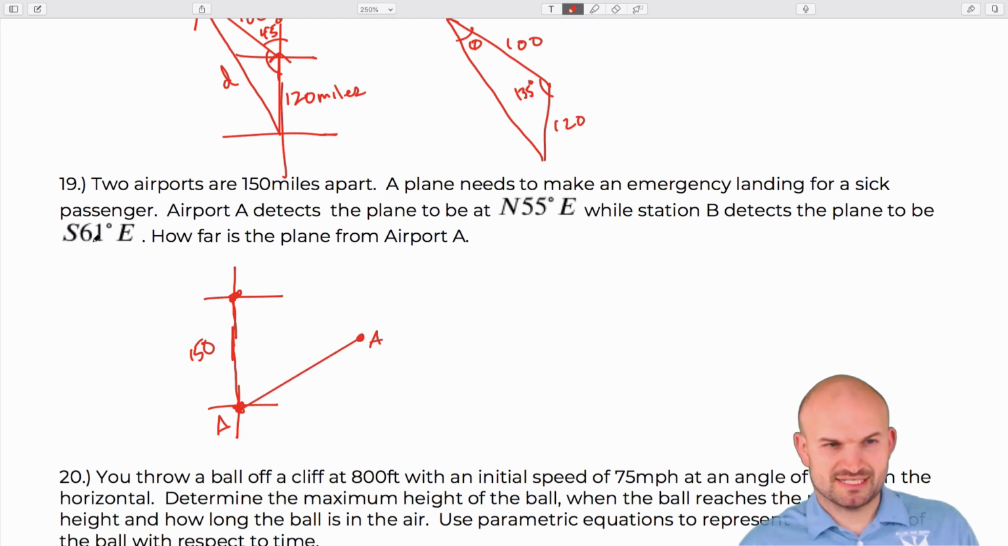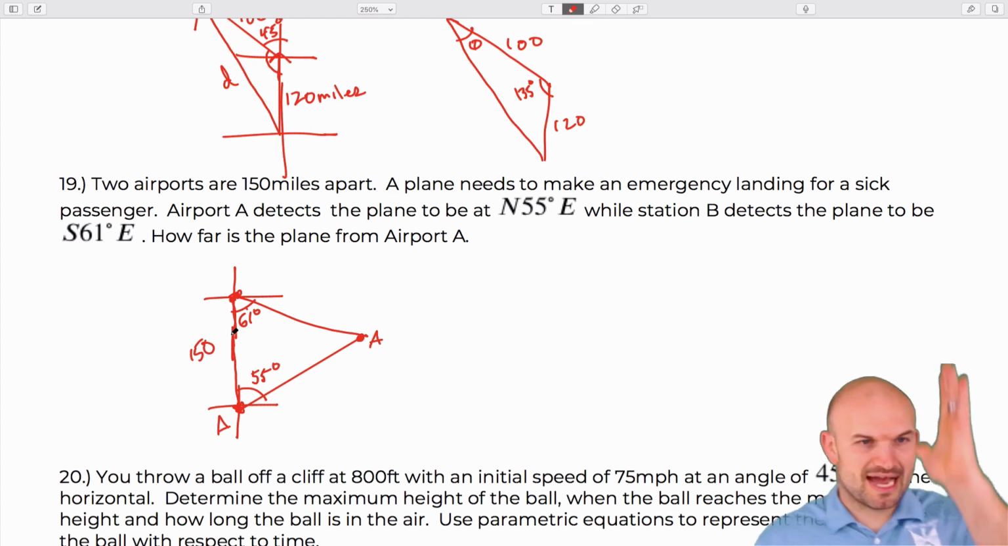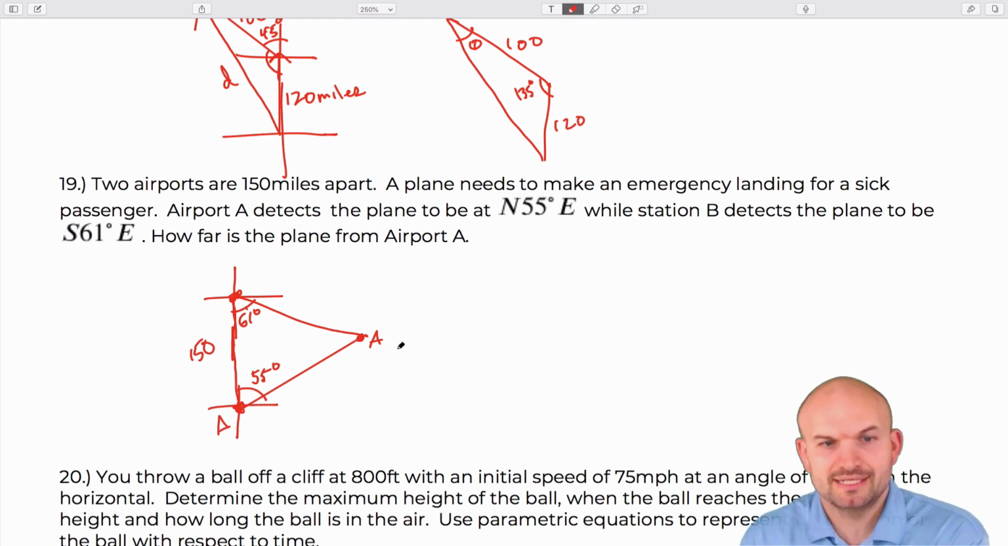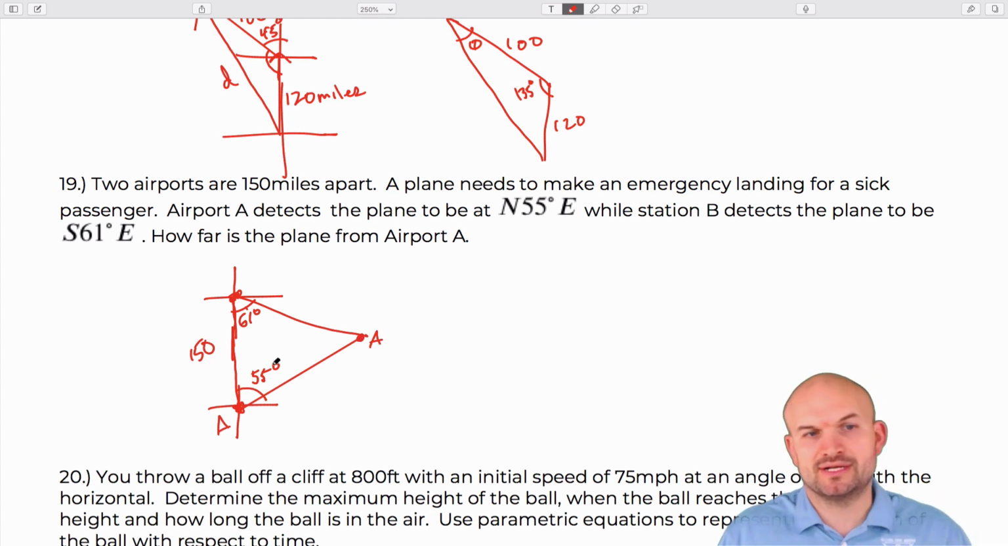And the other one detects it to be south 61 degrees east. So the main important thing is that you're going to have a triangle. Now again, you could do these either way, but if I'm doing north and south, then it only makes sense for my airplane here to be to the right. It doesn't make sense for it to be to the left or south or anything like that.